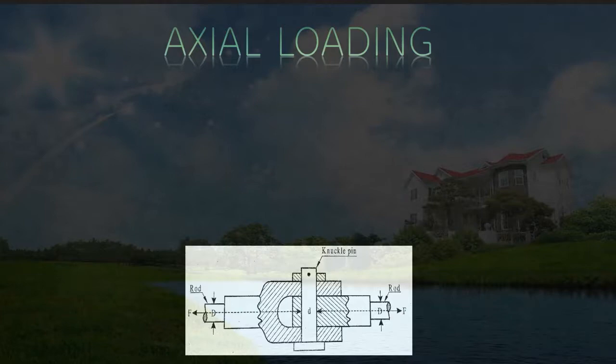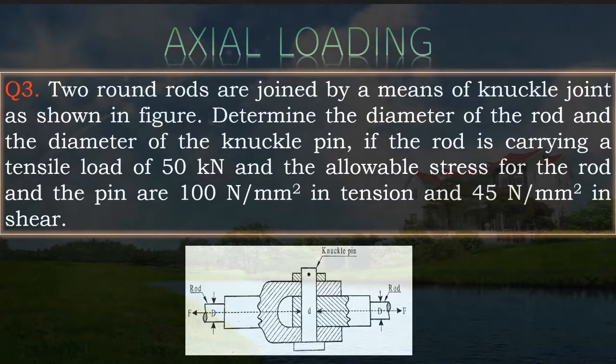Let us now try solving one more numerical where the component shown in the figure is subjected to an axial tensile load. In this numerical, it has been given that the two round rods are joined by means of a knuckle joint as shown in the figure. The diagram he has already given in the numerical. We need to determine the diameter of the rod as well as the diameter of the knuckle pin. If the rod is carrying a tensile load of 50 kilonewtons and the allowable stress for the rod as well as the pin are 100 Newton per mm square in tension and 45 Newton per mm square in shear.